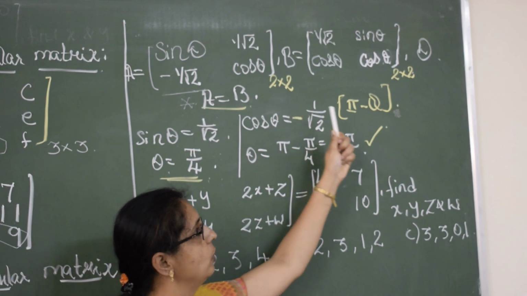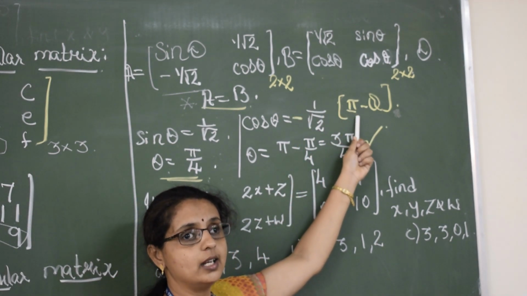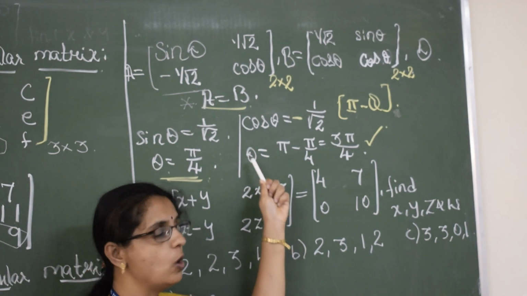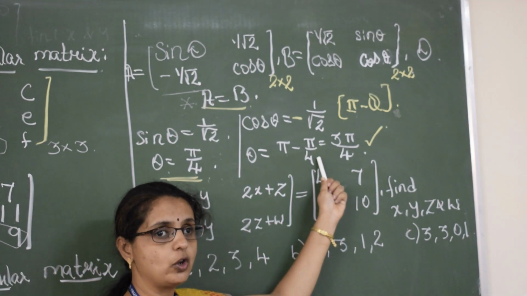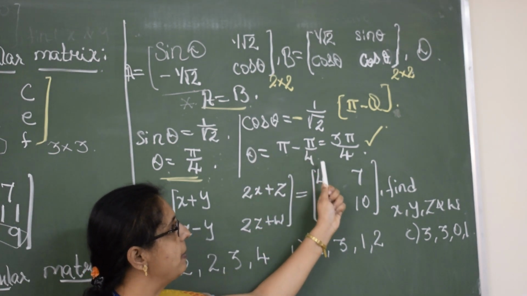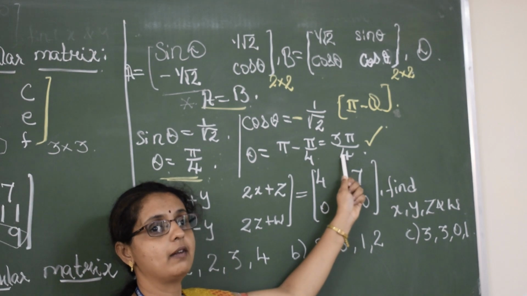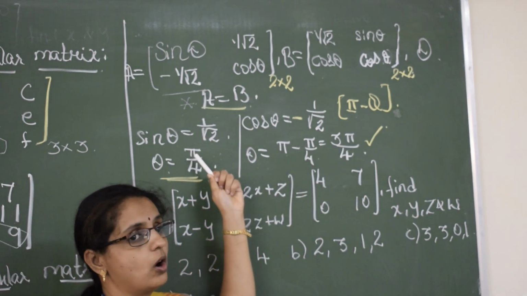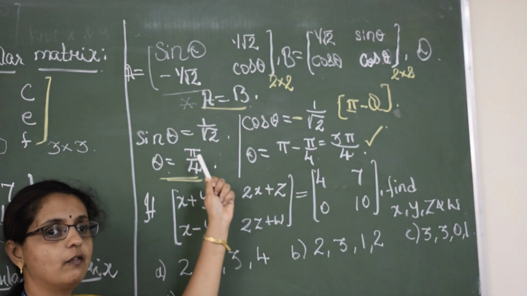Minus 1 by root 2 lies in the second quadrant. When theta lies in the second quadrant, what will theta be equal to? Pi minus pi by 4. You all know the standard format. Theta is equal to pi minus pi by 4. So it is 3 pi by 4. Which will be the correct value of theta? 3 pi by 4, not theta equal to pi by 4.